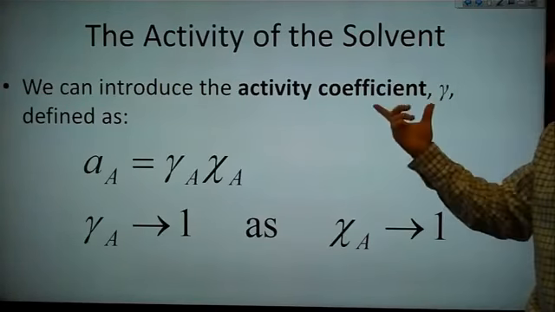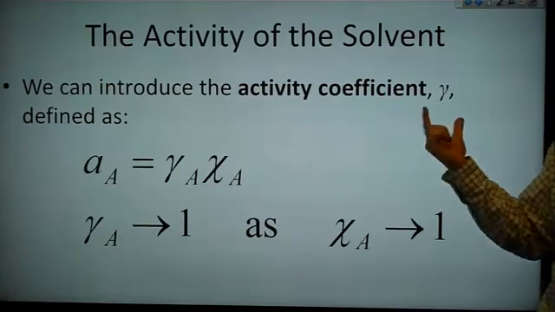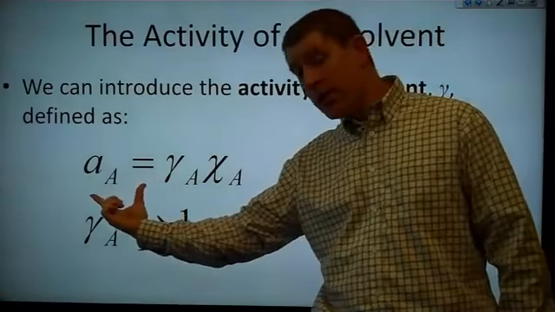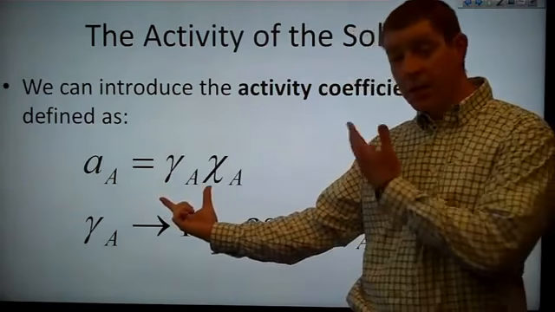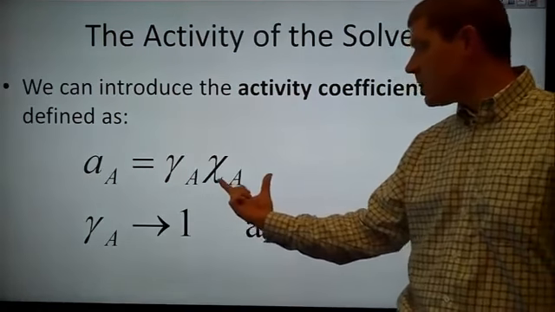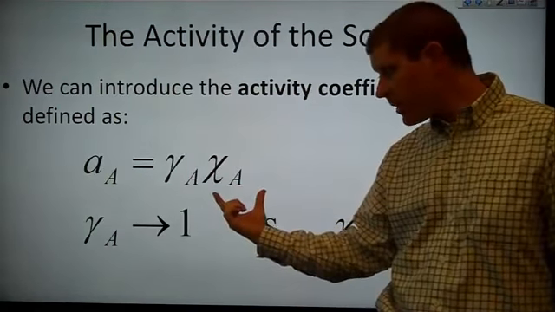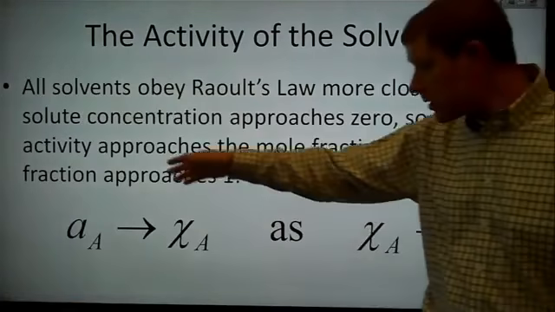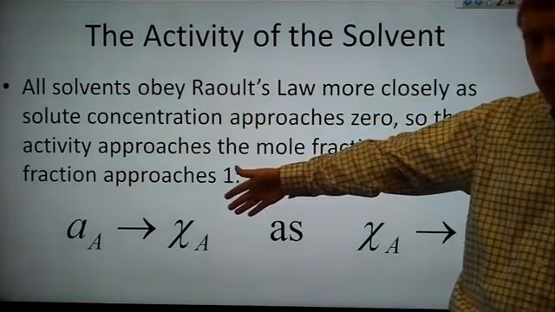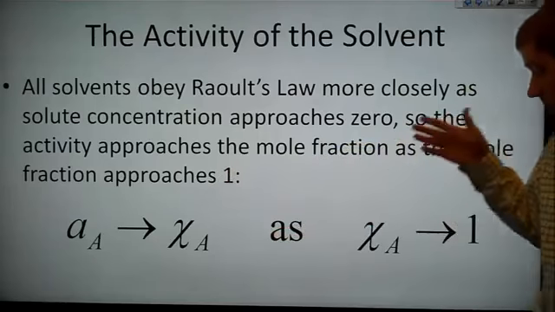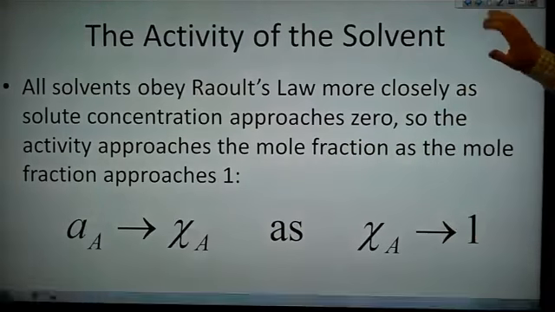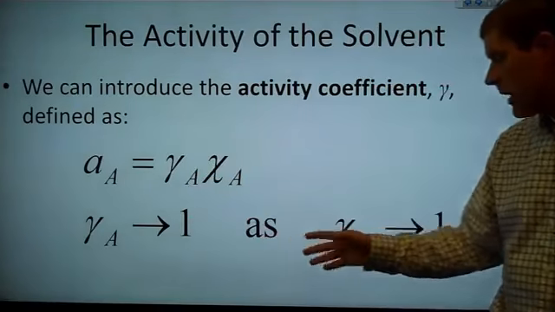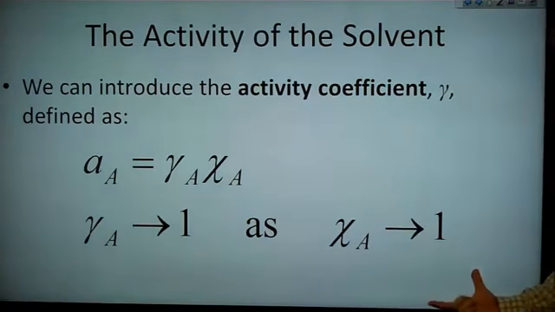And now we can introduce our activity coefficient, gamma, that we define this way. So the activity of A is equal to our activity coefficient, gamma of A, times the mole fraction of A. And this means that because, as we saw here, the activity of A trends towards the mole fraction of A as the mole fraction goes to 1, gamma of A must go to 1 as the mole fraction of A goes to 1.